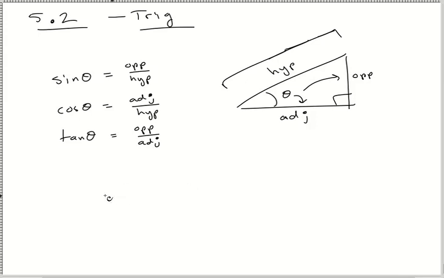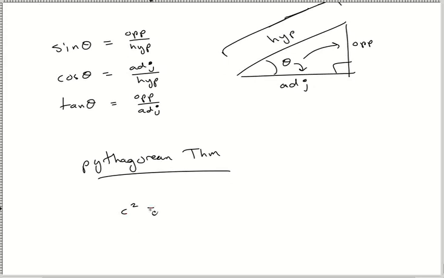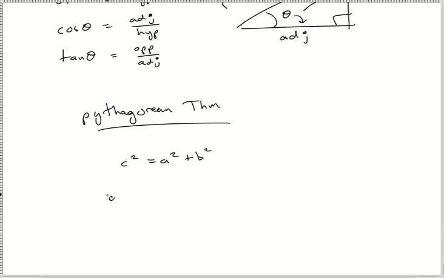One last thing is that we have the Pythagorean Theorem. Let me give it to you: c squared is equal to a squared plus b squared. This is one way of doing it. I don't like this way at all, honestly. Let me do it the other way. The hypotenuse squared is equal to the adjacent squared plus the opposite squared. So that's a good version right there.